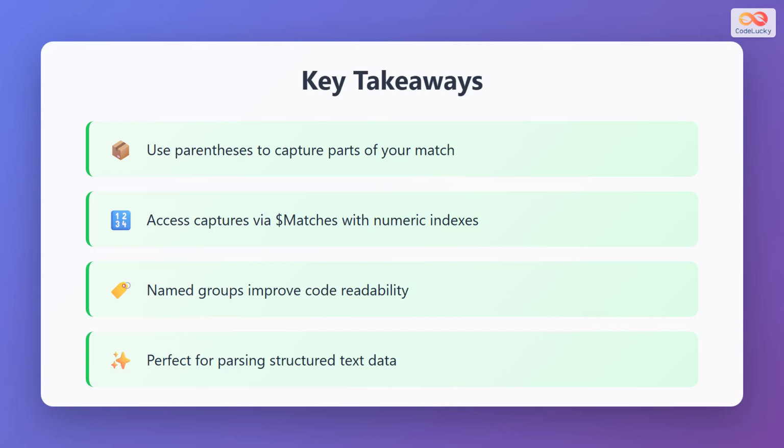Let's recap the key points. First, use parentheses around any part of your regex pattern to capture that portion of the match. Second, access your captured values through the $matches variable using numeric indexes, where index 0 is always the full match. Third, named capturing groups improve code readability by letting you use descriptive names instead of numbers. And finally, capturing groups are perfect for parsing structured text data like dates, emails, phone numbers, URLs, and any other formatted strings. With practice, capturing groups will become an essential tool in your PowerShell Regex toolkit.